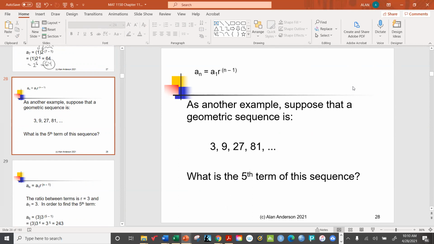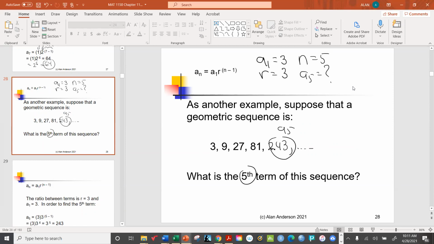So here's our sequence. And so you can see by looking at it, a1 is 3. The common ratio is 3. And n, we're looking for the 5th term. And then, of course, now here it would be very easy to do this directly because you just multiply this by 3 and you're already set. But let's go ahead and use the formula.